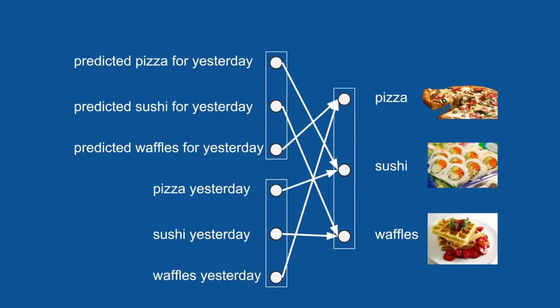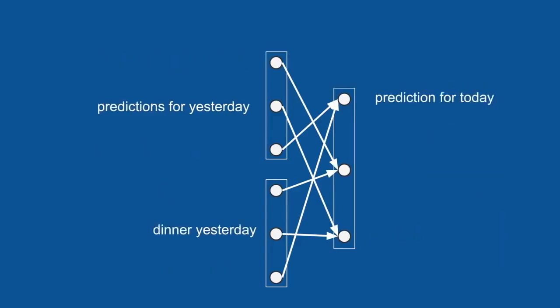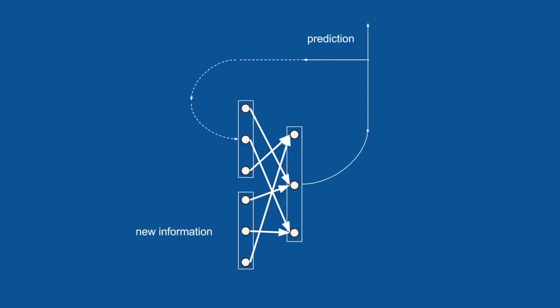Now we can group together our inputs and outputs into vectors, separate lists of numbers, and it becomes a useful shorthand for describing this neural network. So we can have our dinner yesterday vector, our predictions for yesterday vector, and our prediction for today vector. And the neural network is just connections between every element in each of those input vectors to every element in the output vector. And to complete our picture, we can show how the prediction for today will get recycled. The dotted line there means hold on to it for a day and then reuse it tomorrow. And it becomes our yesterday's predictions tomorrow.